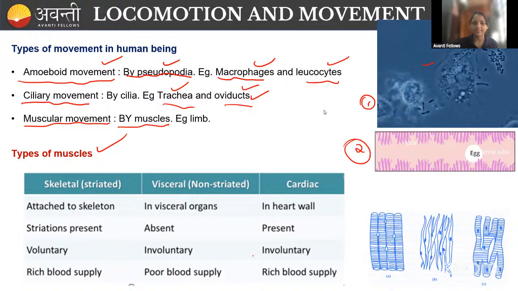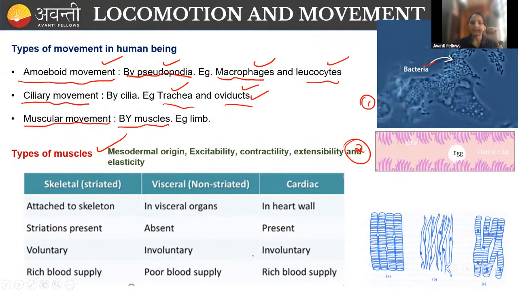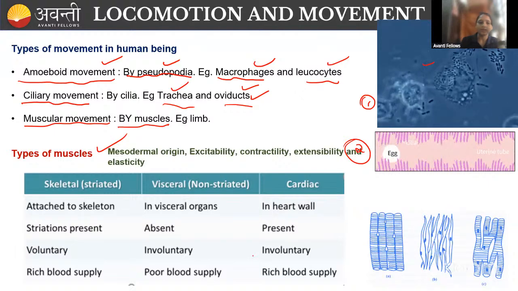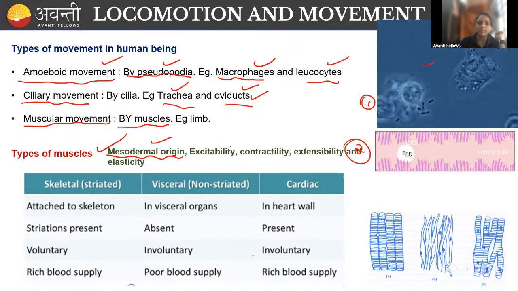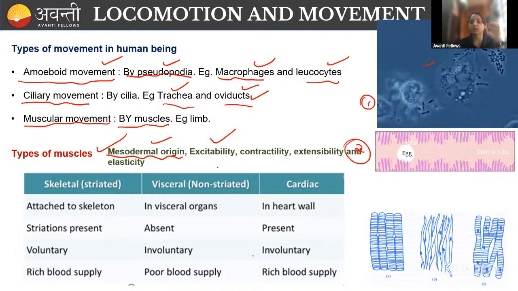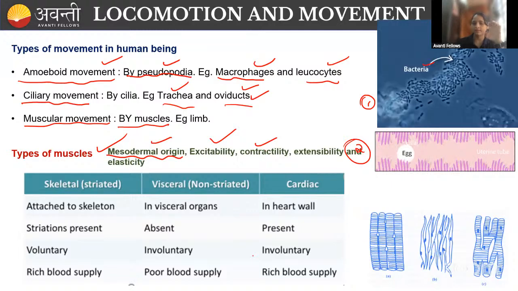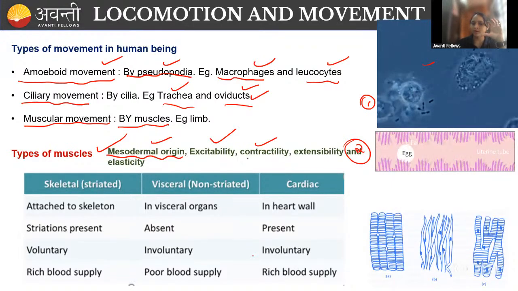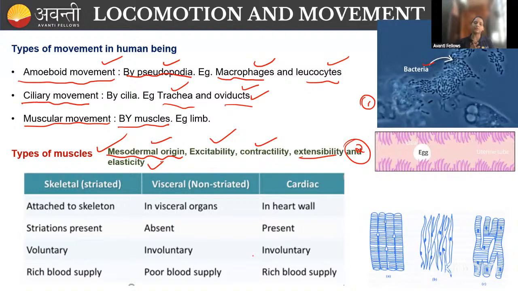Yes, excitability and elasticity. Very good, Athine. Okay, see here, guys. These all are the characteristics of the muscle. The muscle originates from the mesodermal origin. You know that ectoderm, endoderm, and mesoderm. The muscle has excitability. The muscle is going to be excited by the signal, yes or no? Then it will contract. Contraction and relaxation is called contractility. And extensibility, it will extend. And elasticity. These all are the characters of the muscle.